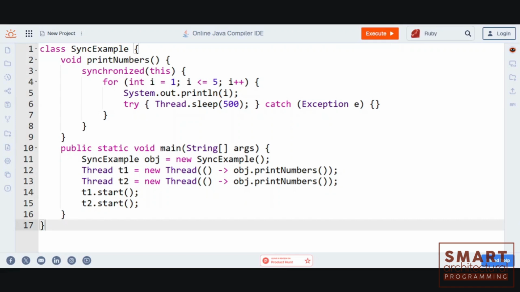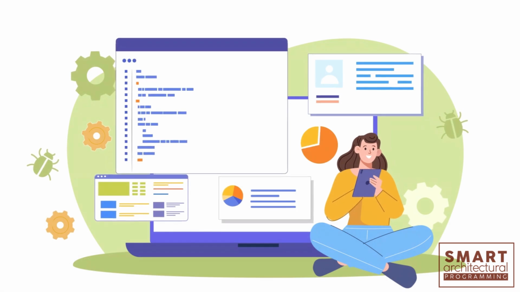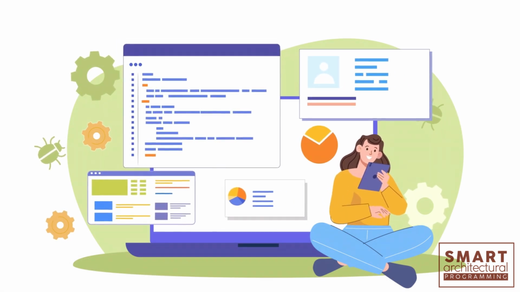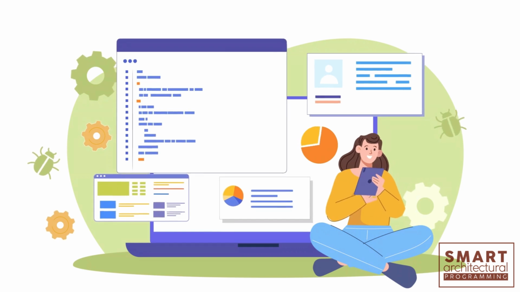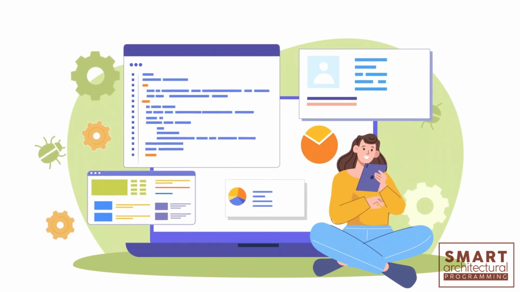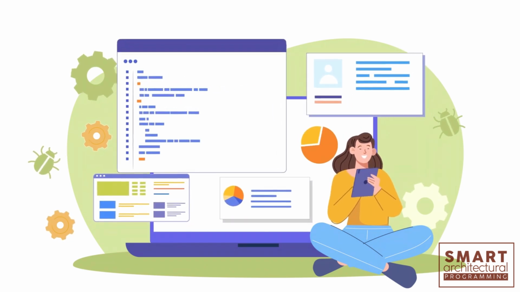Let's summarize. We've covered instance initializer blocks, static blocks, method blocks, and synchronized blocks. Each of these serves a unique purpose in Java, helping you write efficient and organized code.